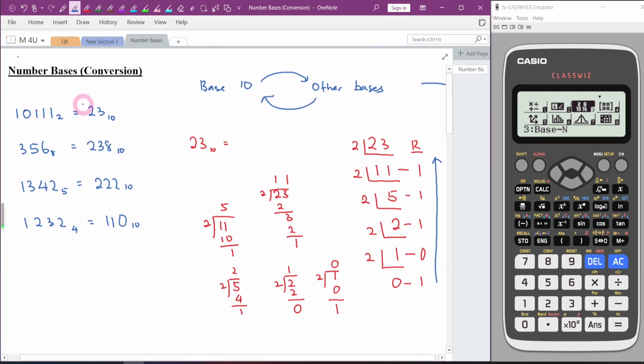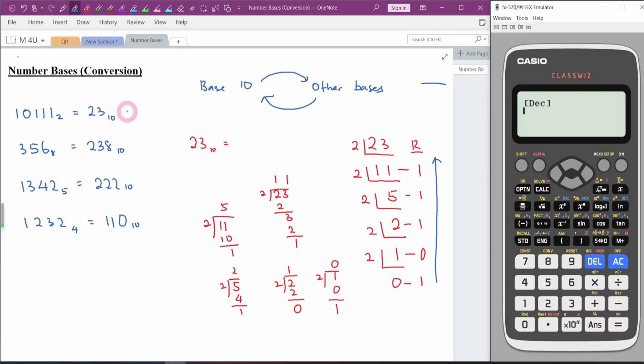Okay, so how about if I want to use our calculator? I want to key in the number base 10, right? So decimal, this is base 10, 23 equal. Okay, I want to convert it to a binary number. Just press BIN. 10111. Okay, this is the way how we convert a number to other bases. Go back to base 10. Let me show you the rest.